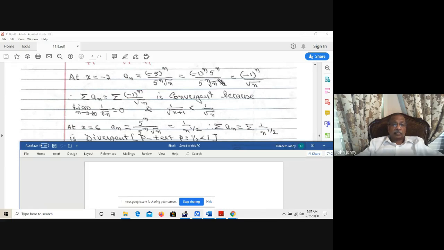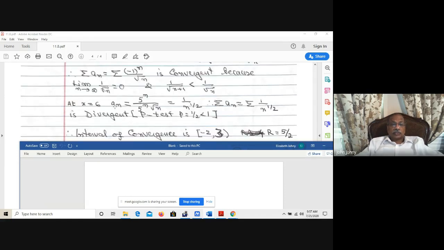Limit as n approaches infinity, 1 over square root of n is 0, and b(n+1), that is 1 over square root of n plus 1, is less than bn. Therefore, it is a decreasing sequence. That means this is convergent when x is equal to -2.